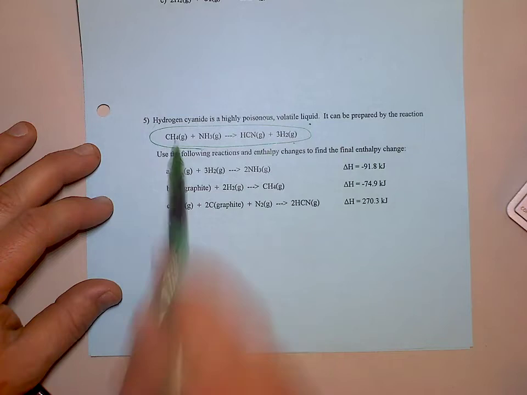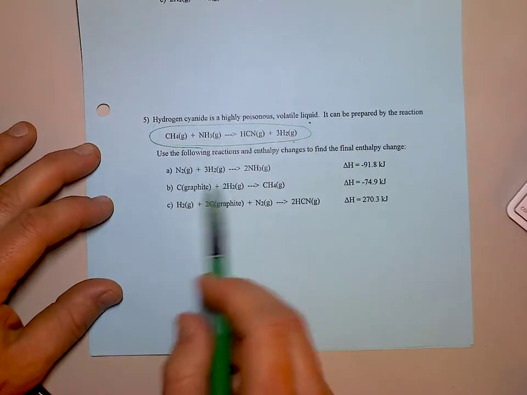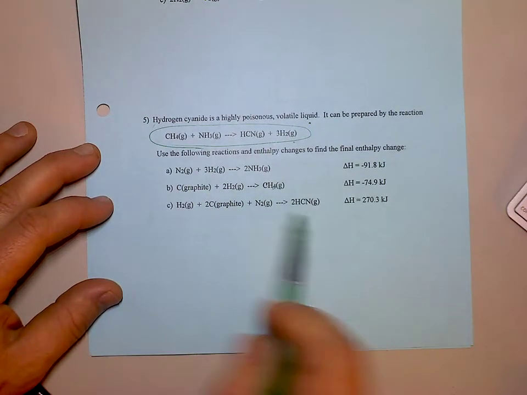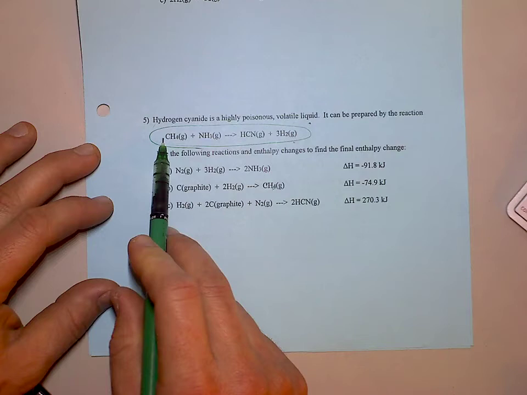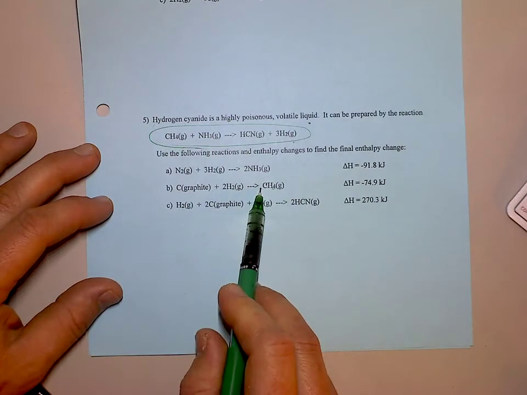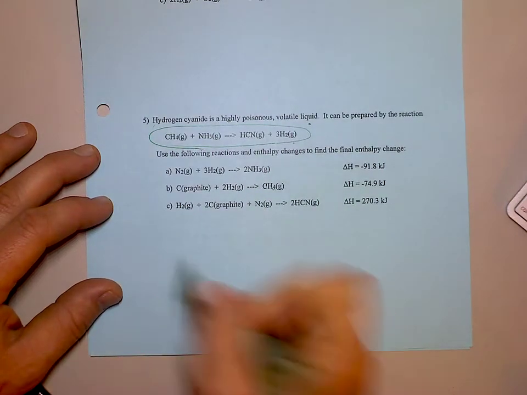Okay, so I'll start with CH4. I'm looking for it. I see it here in reaction B. That's the only place it shows up. I need one of it as a reactant. I have one of it, but it's a product. So I need to take reaction B and flip it.